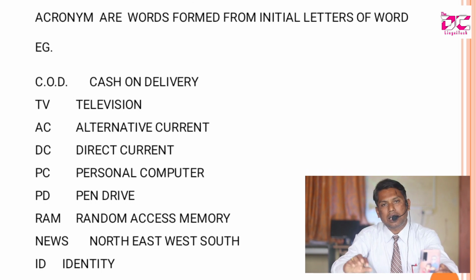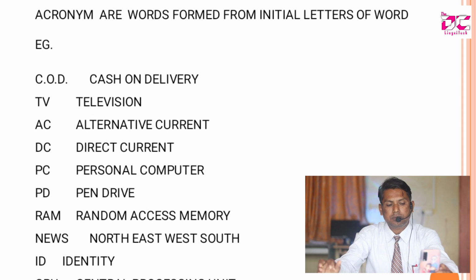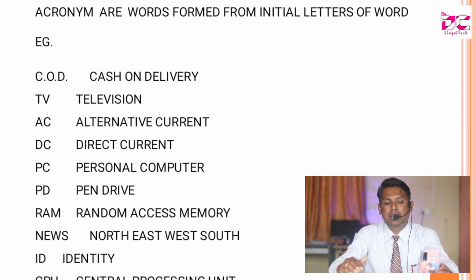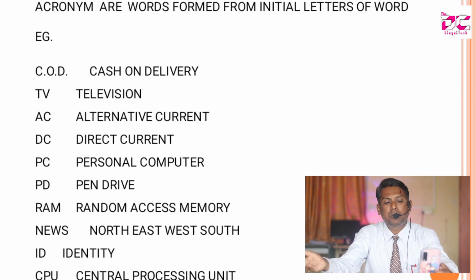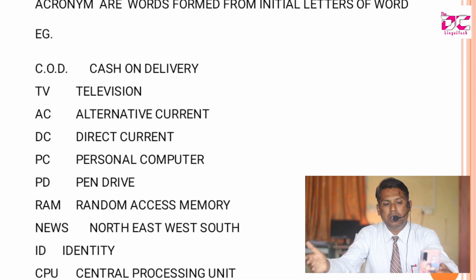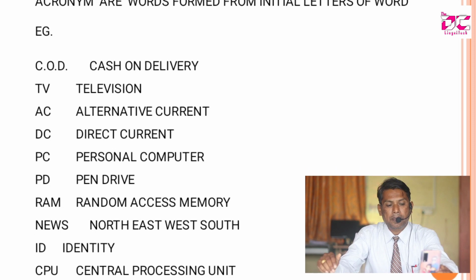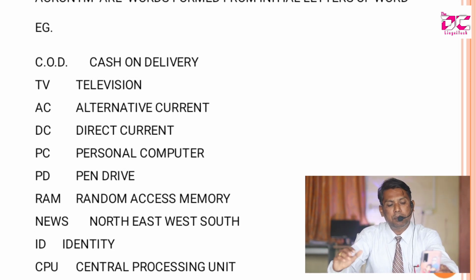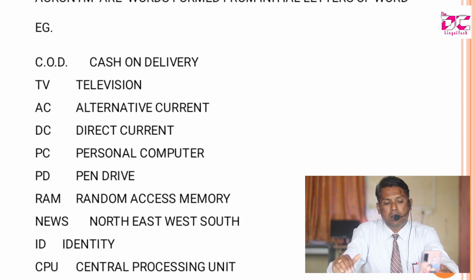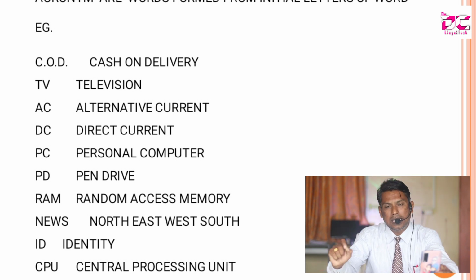Or AC is an acronym for alternating current. DC is an acronym for direct current. Or some people say POD, pay on delivery. Instead of saying COD, some people say POD, pay on delivery. Another word is PD, which can be pen drive, or it can be personality development, depending on us. Or let's see an interesting fact. When you see the word news, news is a combination of four words: north, east, west and south. The initial is taken from these words, and it becomes news.